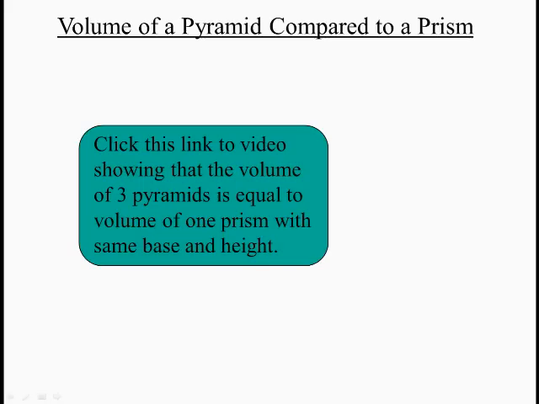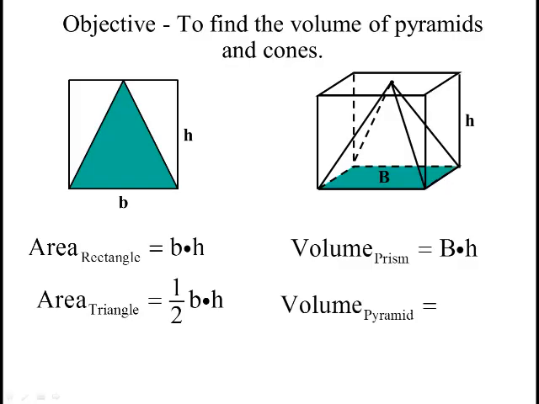In order to answer this question, I want you to follow this link to a video someone else created. Pause this video and click on this link, and you'll be able to see how many pyramids fit into this cube. You can see from the video that the volume of the pyramid is not going to be half as much like it is in 2D. It's going to be a third as much, which is sort of interesting. Why is it a third as much?